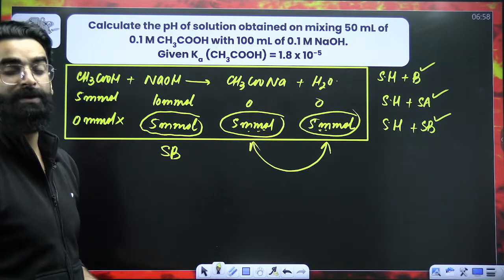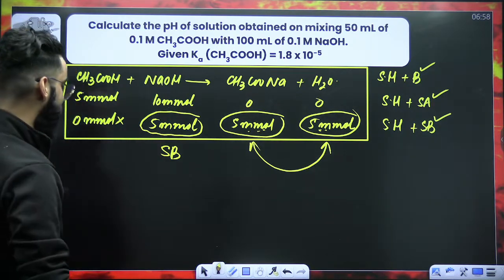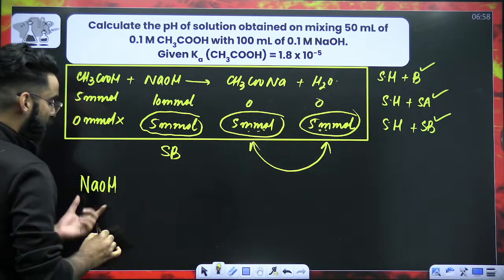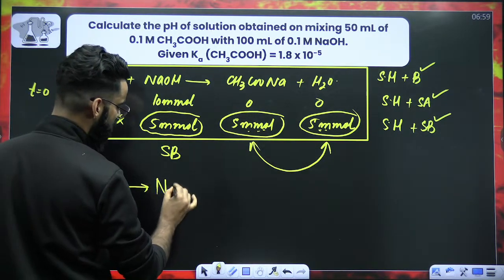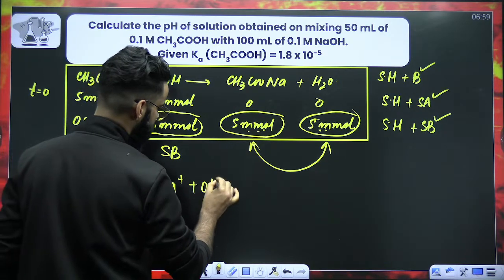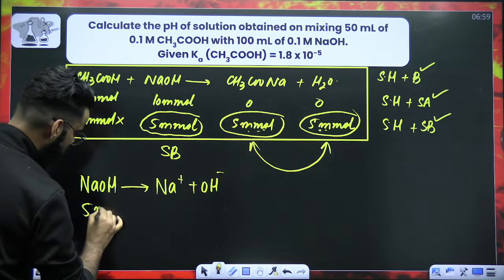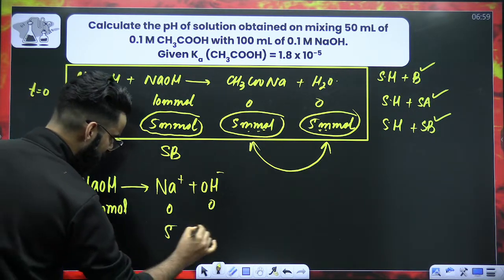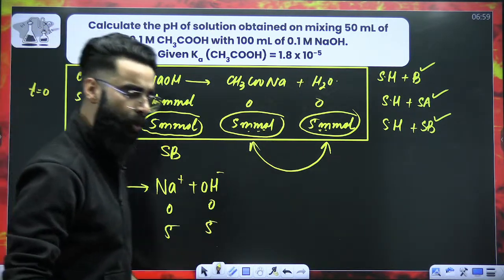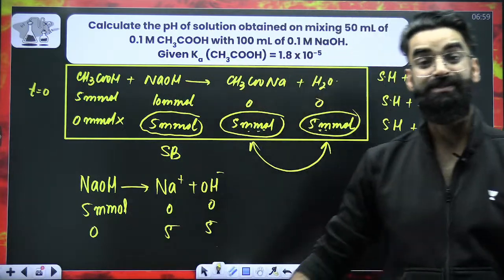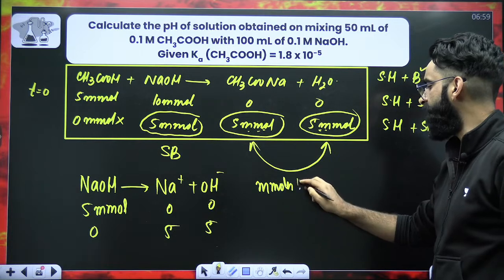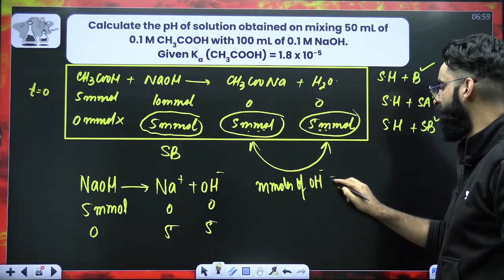So strong base is going to decide the pH of the resulting solution. So which strong base is left in the container? NaOH. This strong base left in the container, it would have got dissociated further as Na positive plus OH negative, right? How many millimoles of NaOH are left? 5. This will be 0, this will be 0. This will be 0, this will be 5, this will be 5. So tell me the total millimoles of OH negative which are left in the container. Total millimoles of OH negative which are left in the container are 5.